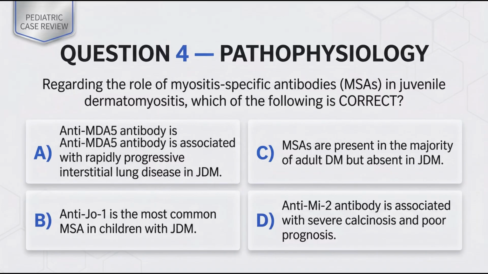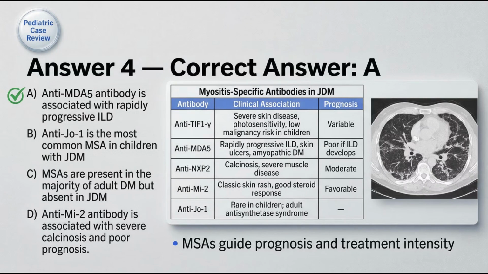Question 4. Pathophysiology. Regarding the role of myositis-specific antibodies in juvenile dermatomyositis, which of the following is correct? Option A. Anti-MDA5 antibody is associated with rapidly progressive interstitial lung disease in juvenile dermatomyositis. Option B. Anti-Jo1 is the most common myositis-specific antibody in children with juvenile dermatomyositis. Option C. Myositis-specific antibodies are present in the majority of adult dermatomyositis, but absent in juvenile dermatomyositis. Option D. Anti-Me2 antibody is associated with severe calcinosis and poor prognosis. The correct answer is option A.